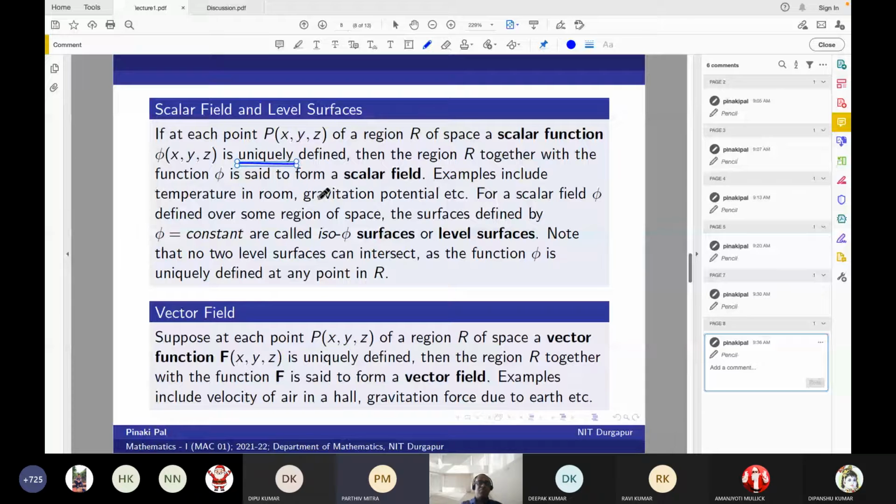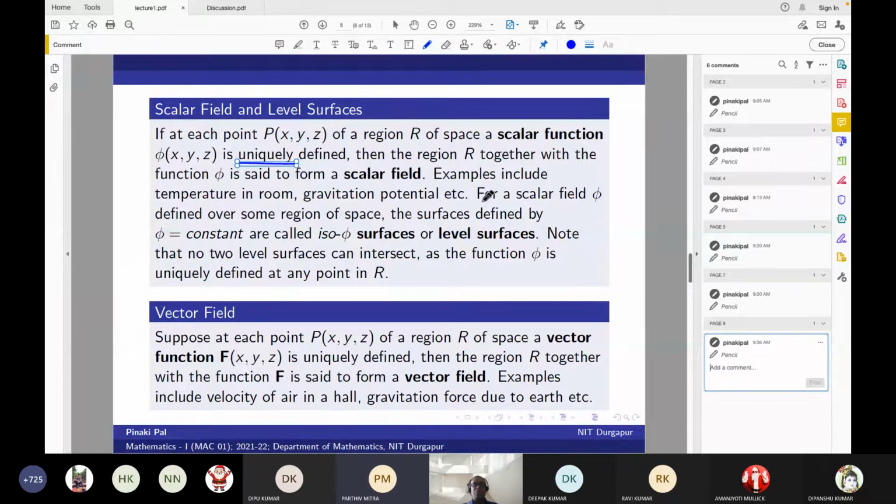And temperature: if we measure the temperature at each and every point in a room, then we have a region, which is the space occupied by this room, and with this temperature function or density function or any other scalar function, this region is said to form a scalar field. Mathematically, a scalar field is nothing but a function of scalar variables defined in a particular region. It has its domain of definition, so it is basically a function.